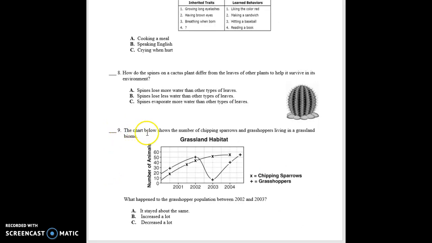Number 9. The chart below shows the number of chipping sparrows and grasshoppers living in a grassland biome. Grassland habitat, number of animals, chipping sparrows, grasshoppers. What happened to the grasshopper population between 2002 and 2003? A. It stayed about the same. B. Increased a lot. C. Decreased a lot.